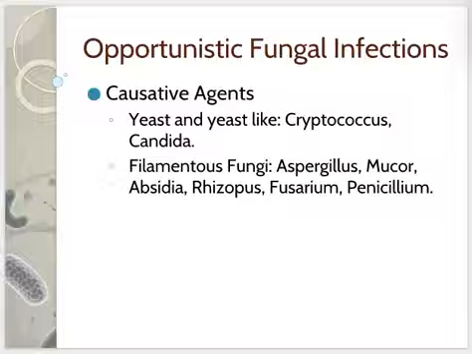When we talk about opportunistic fungal infections, the main culprits fall into two groups: yeast-like fungi, such as Cryptococcus and Candida, and filamentous fungi, like Aspergillus, Mucor, Absidia, Rhizopus, Fusarium, and Penicillium. These fungi are usually harmless but can cause serious infections in vulnerable patients. Knowing these causative agents helps us target diagnosis and treatment effectively.